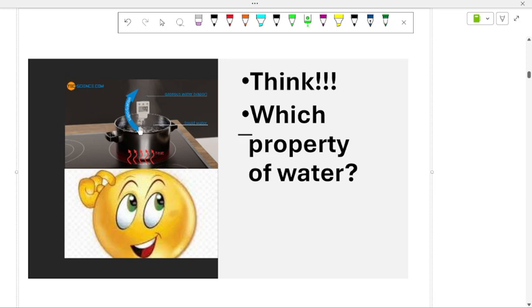We can see that there is liquid inside this particular jar, or you may say any instrument. So heat is given, and we can see here the liquid state is converting itself into vapor state. Now we have to think about what particular property this will be. You can pause the video and try to gather the information in your mind.